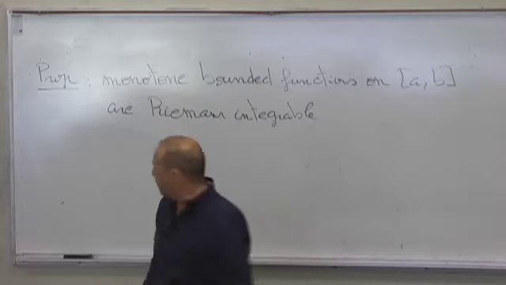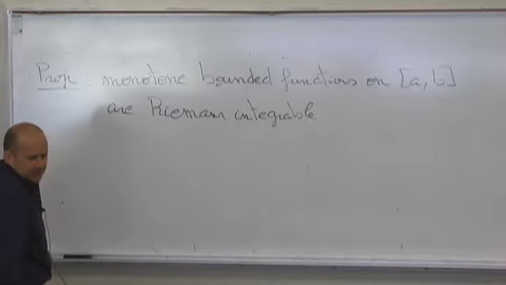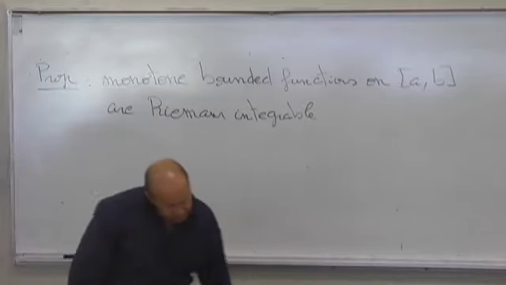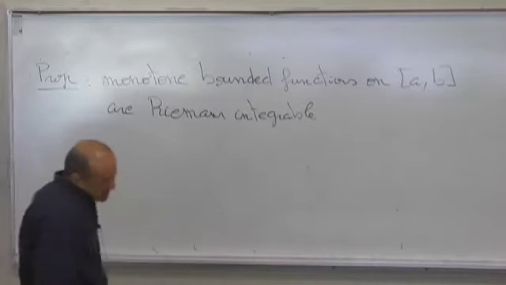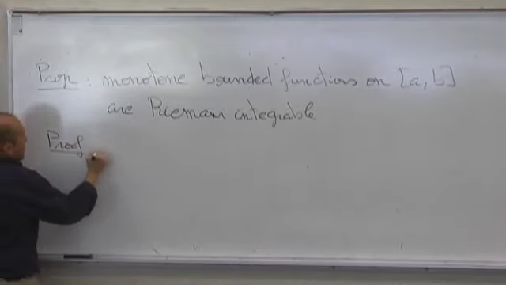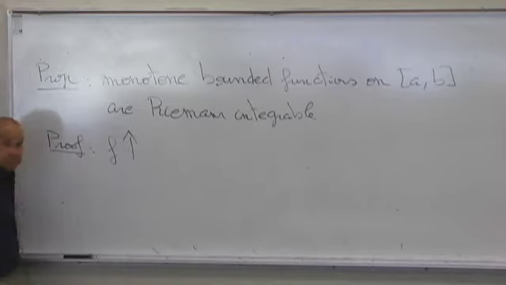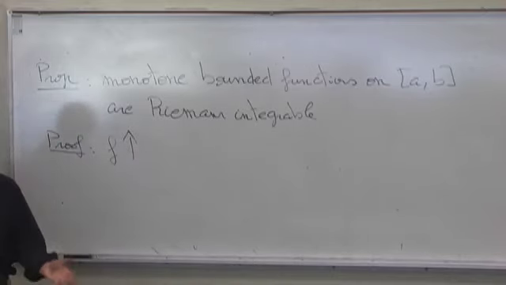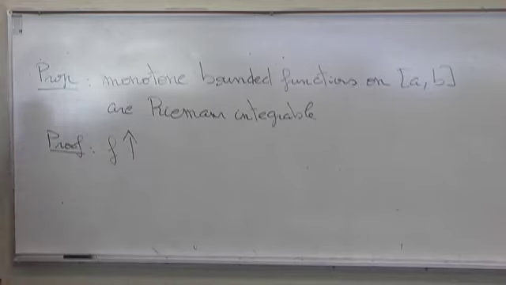So in order to make this work, what am I going to do? Let's assume that f is increasing. Monotone means either increasing or decreasing. We're going to do the proof for increasing, and I'll let you do the proof for decreasing in the homework.